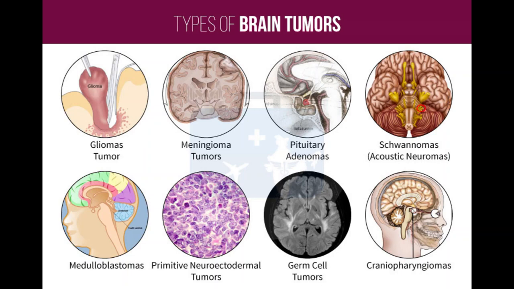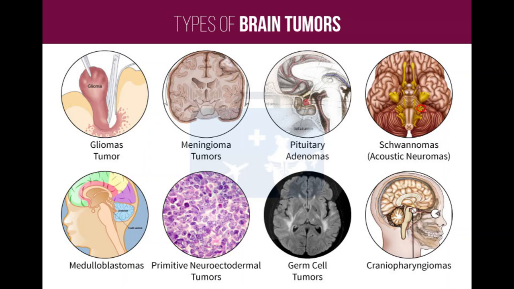Examples include gliomas. These tumors begin in the brain or spinal cord and include astrocytomas, ependymomas, glioblastomas, oligoastrocytomas, and oligodendrogliomas. Another type is meningiomas. Well, a meningioma is a tumor that arises from the membrane that surround your brain and spinal cord. These membranes are known as meninges. Most meningiomas are non-cancerous.